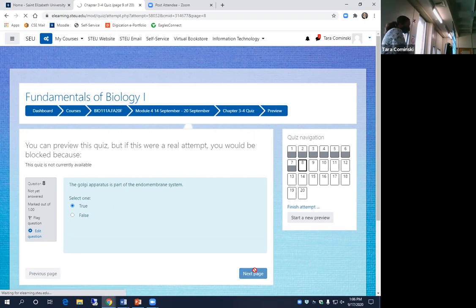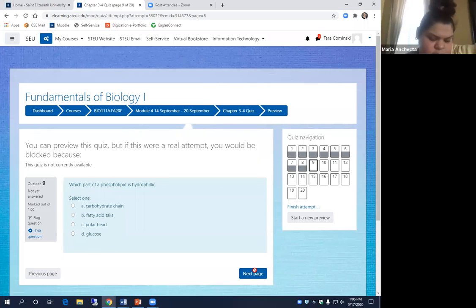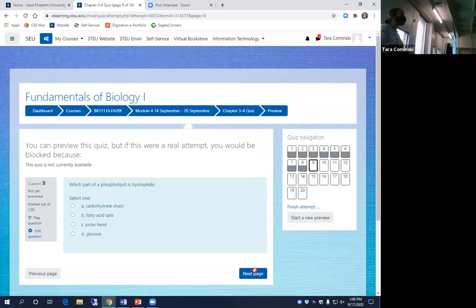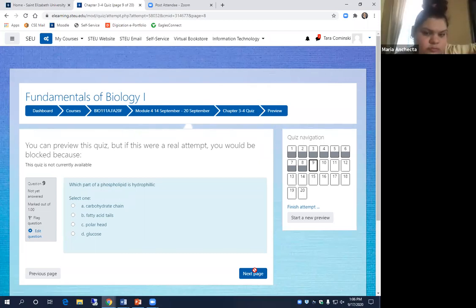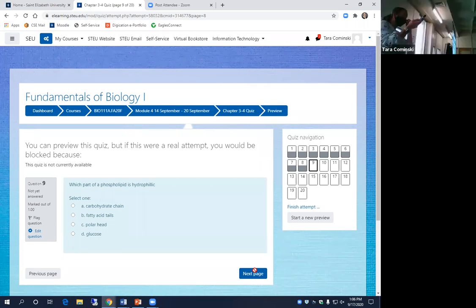All right, which part of a phospholipid is hydrophilic? C, the polar head, right? So remember, when we talk about a phospholipid, there's a phosphate group, this polar head, and two fatty acid tails. So what about those tails? Are those hydrophilic? No. Hydrophobic. Okay.